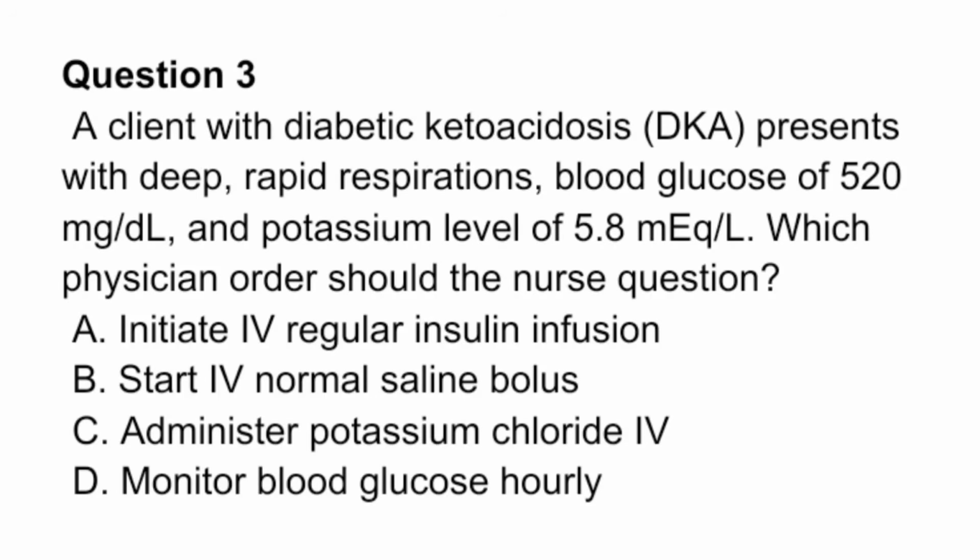Question 3. A client with diabetic ketoacidosis, DKA, presents with deep, rapid respirations, blood glucose of 520 mg/dL, and potassium level of 5.8 mEq/L. Which physician order should the nurse question?